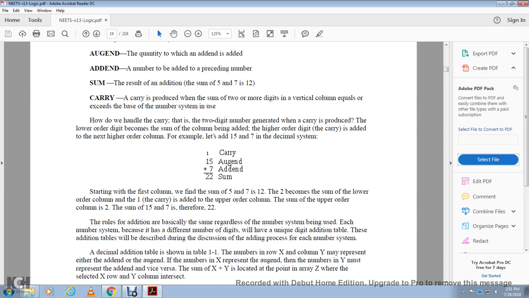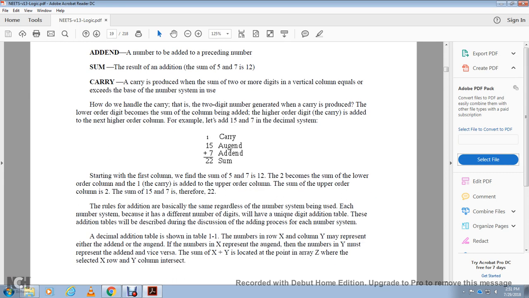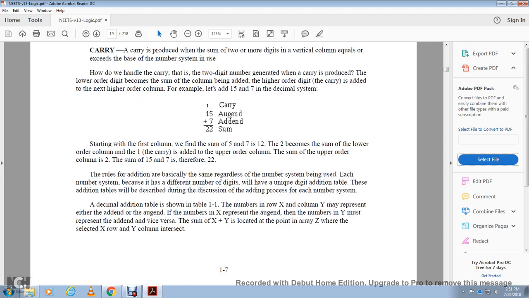The rules of addition are basically similar regardless of the number system being used. Each number system has a different number of digits and will have a unique digit addition table. The addition table is described during discussions of the adding process of each number system. Decimal addition is shown in Table 1-1. The number in row x and column y represents either the addend or the augend, and vice versa. So x and y are located at the point of the array z where the x row and y column intersect.